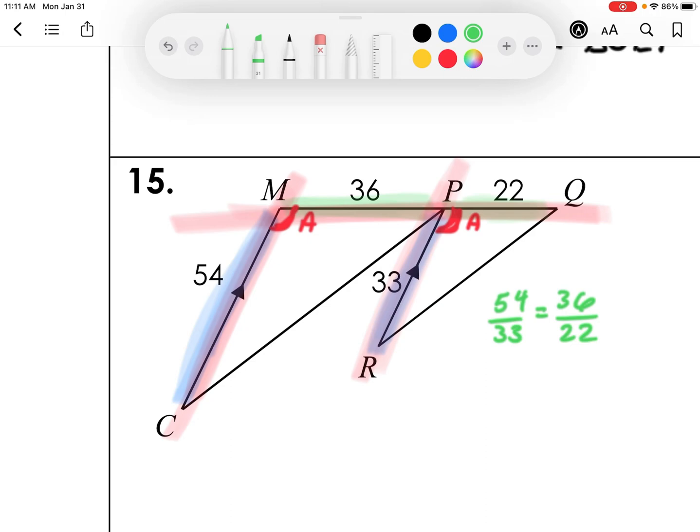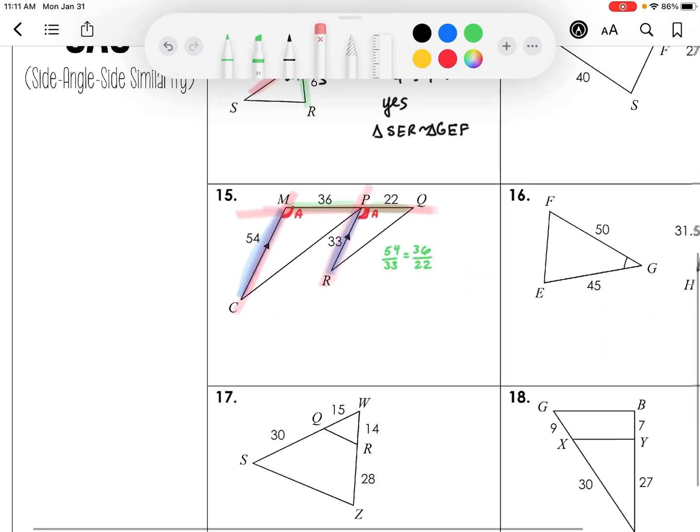Let me go ahead and write those down to see if they simplify to give you the same number. All right, go ahead and divide those. If they are divided and they give you the same answer, then you would say yes. If not, then you would say no, they are not similar. Go ahead and try that.